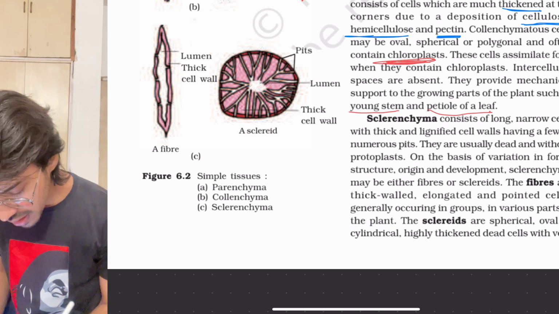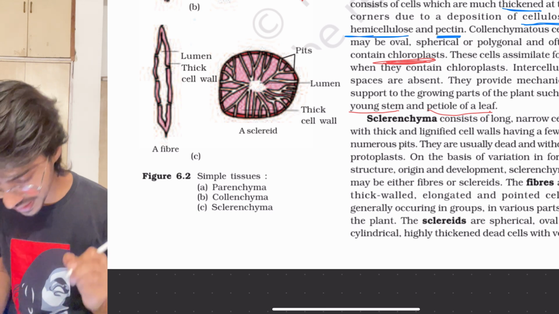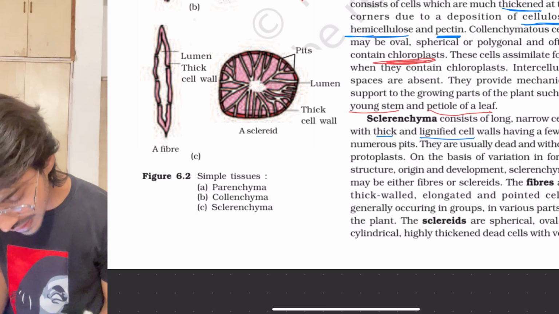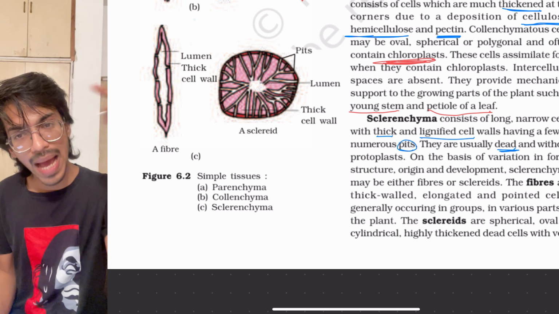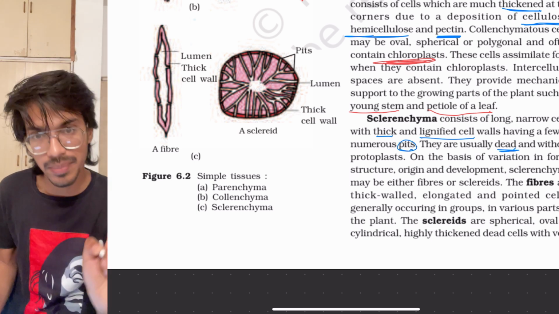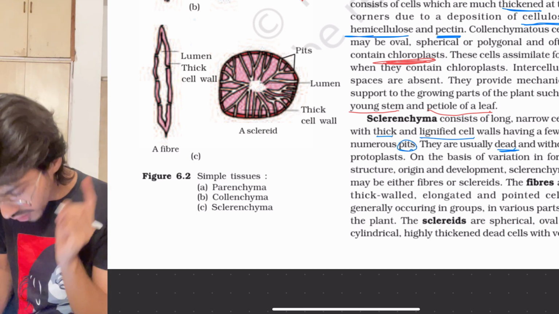So sclerenchyma cell wall is thick, lignified, and they are usually dead because of it. There might be presence of pits. Pits are certain gaps through which food can come inside. Okay, now they appear here.